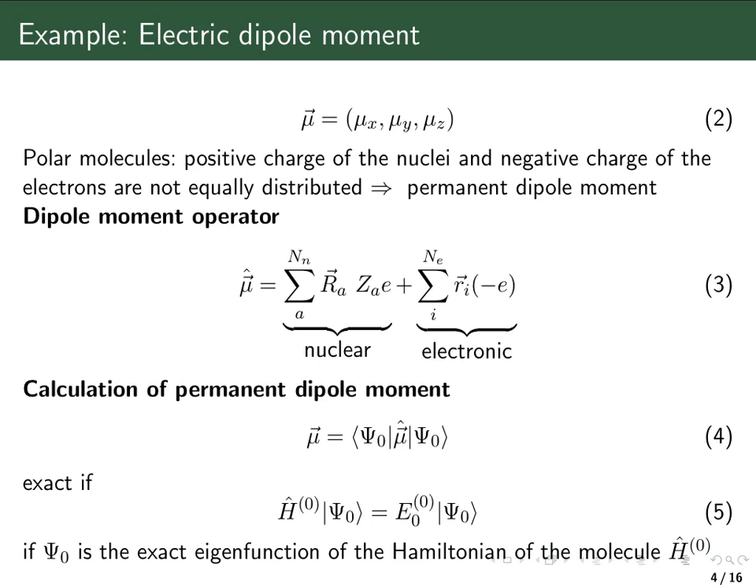So we can calculate the dipole moment, the permanent dipole moment of a molecule, by just taking the expectation value of this operator with the wave function of the state of the molecule in which it is. If the wave function we use here is obtained by solving the Schrödinger equation, so it's the exact wave function of our system, then the value we get for the dipole moment here, of course, is the exact value.